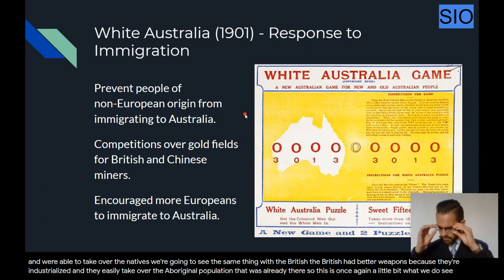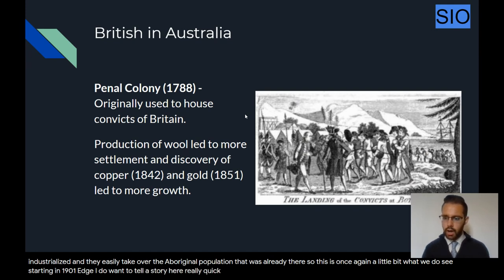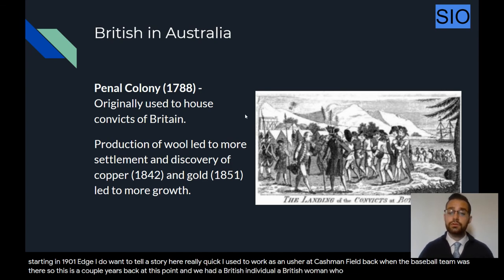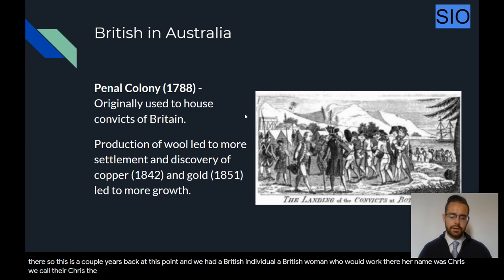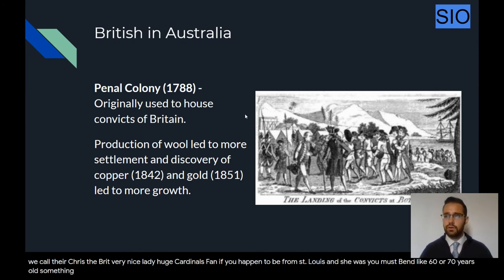What we do see starting in 1901, actually, I do want to tell a story here really quick. I used to work as an usher at Cashman Field back when the baseball team was there. So this is a couple of years back at this point. And we had a British individual, a British woman who would work there. Her name was Chris. We called her Chris the Brit. Very nice lady, huge Cardinals fan, if you happen to be from St. Louis. And she must have been like 60 or 70 years old, something along those lines, but a fabulously wonderful, very nice person. But she would escort people down to their seats.